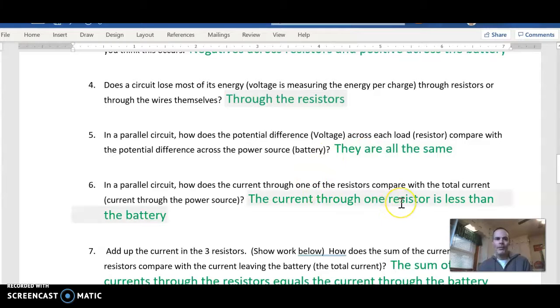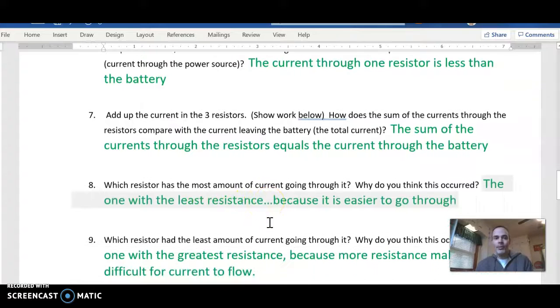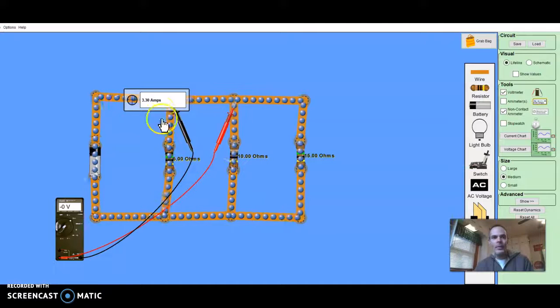The current through one resistor is going to be less than the battery, but if you added them together for question 7, if you added them together correctly, the sum of the currents through those resistors should equal the current starting from the battery. And where does most of the current go through? It's going to be the least resistance resistor because it's easier to go through. The more difficult one would be the one with the most resistance, so that's going to have the least current. And you should have noticed that the current changes going through that wire because some of the electrons were able to flow through that other resistor.